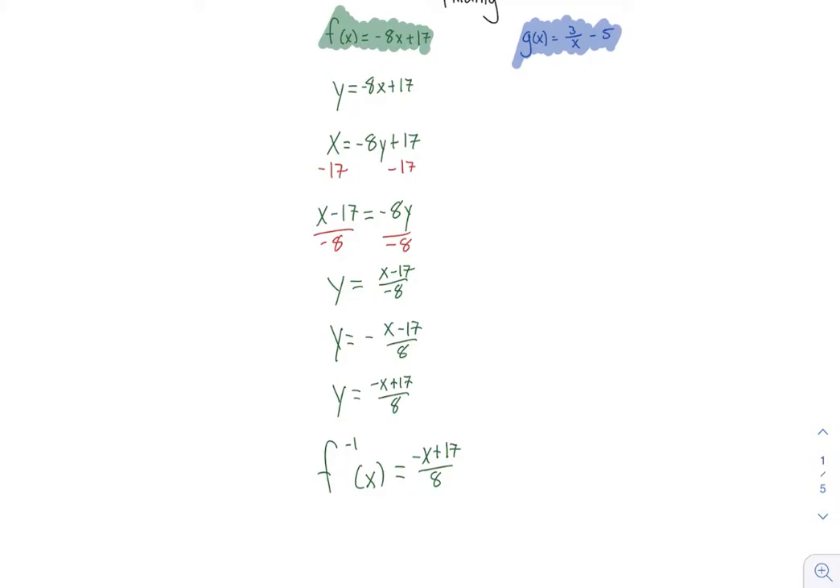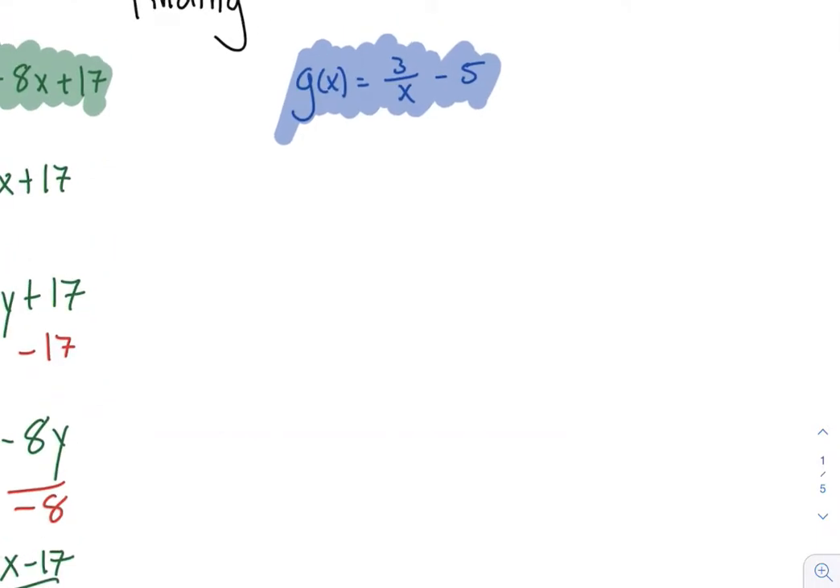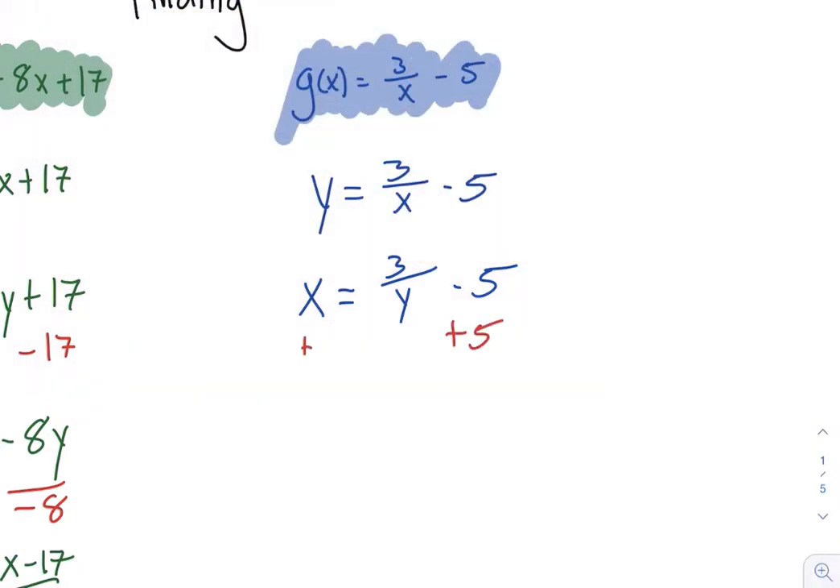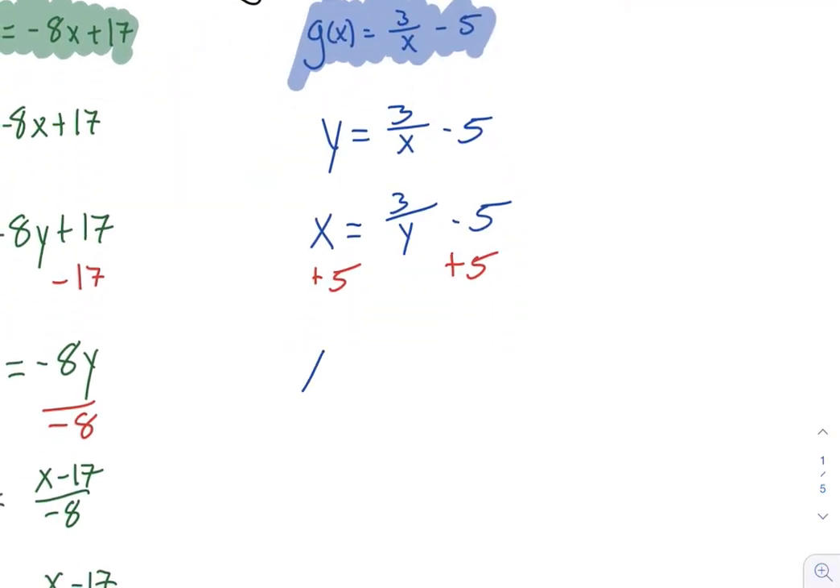Now we're going to do the same thing for the function g. So first step, I'm going to make g of x y instead. Second step, I'm going to turn the y into x and turn the x into y. And then we're going to go ahead and solve for y again. So I'm going to add 5 to both sides. So we get x plus 5 on the left side equals 3 divided by y on the right.